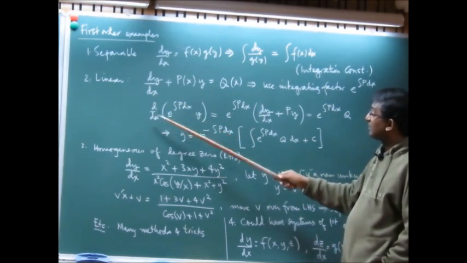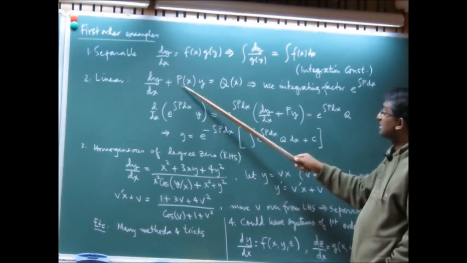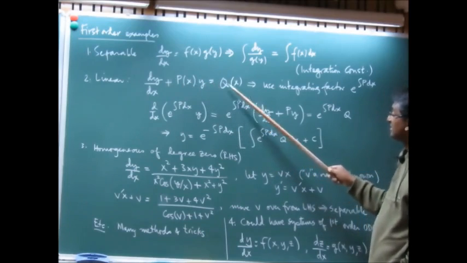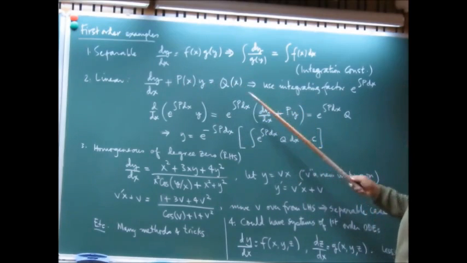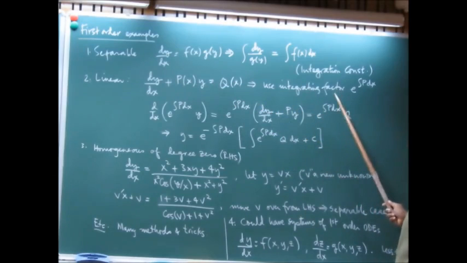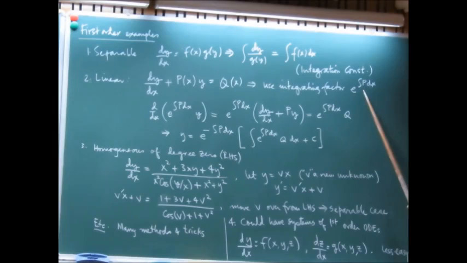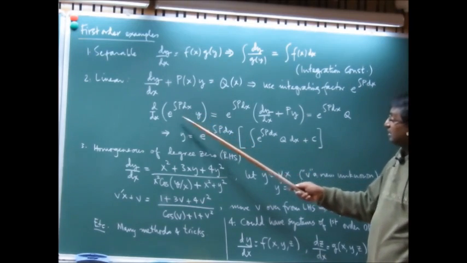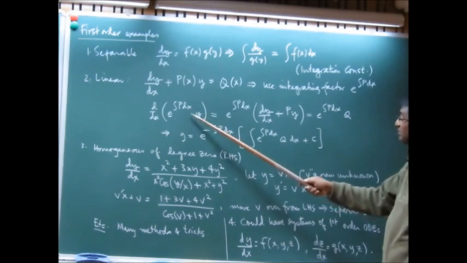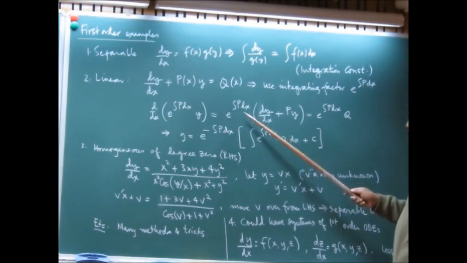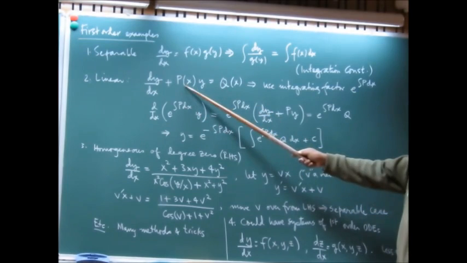The linear case is a different example. Here dy by dx plus some function of x times y is equal to some other function of x. For this type of equation we can use an integrating factor. In this case the integrating factor is e to the power integral of p dx. So if p is some known function, you integrate it with respect to x, then you take e to the power of that function. Then you take this integrating factor multiplied with y. If you take the derivative of this product, you find that it is e to the power integral p dx times the left hand side of this differential equation.